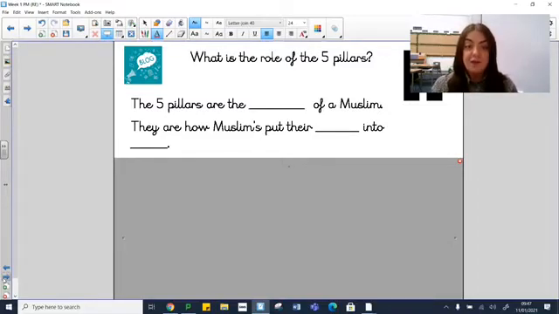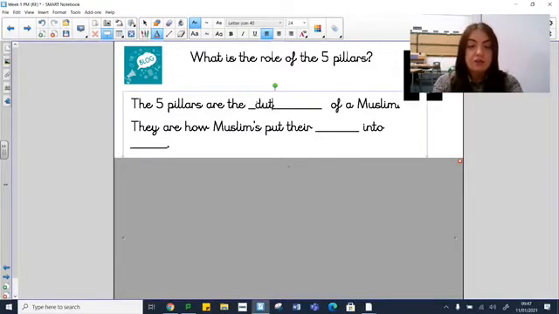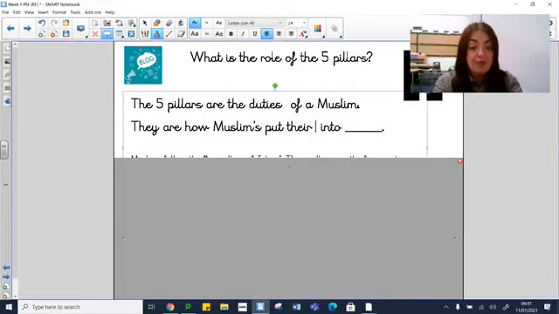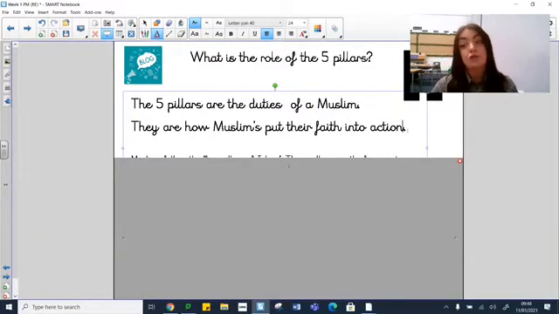So the 5 pillars are, let me just get my type ready, the duties of a Muslim. It's the things that they have to do as part of being in the Islam faith. And the girl said, which I thought was really nice, that they are how Muslims put their faith, their religion, their belief into action. So it's okay having these beliefs, but how do you show that you believe in those things? These 5 pillars really help Muslims to show how they believe, what their faith is.